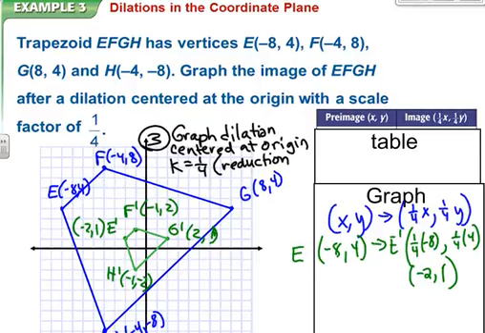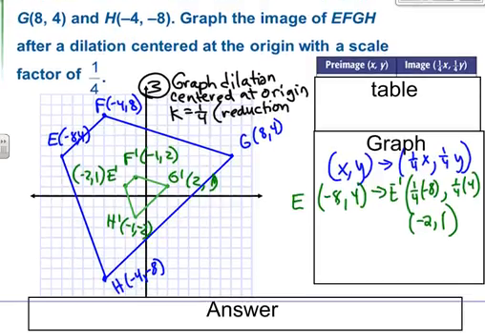Then we did this problem, and we talked about the fact that the blue shape that's graphed here is the original, and then in order to find the image, we use this rule. And we wrote the rule in symbols for this particular problem. Multiplying by 1/4 is the same as dividing by 4.